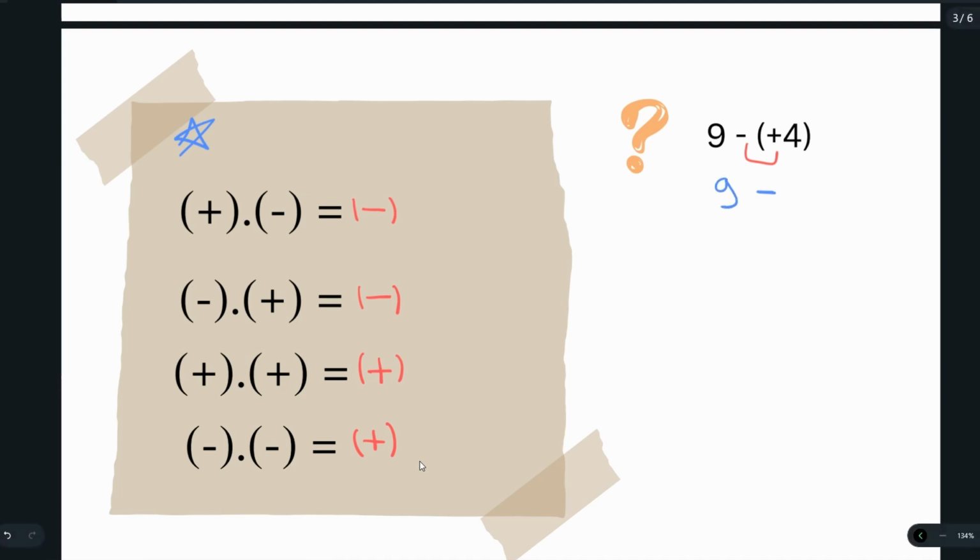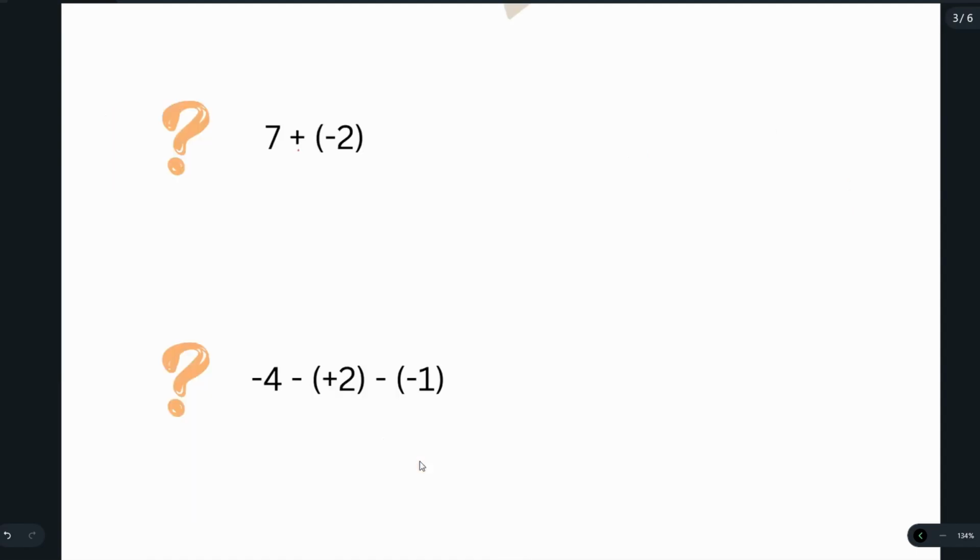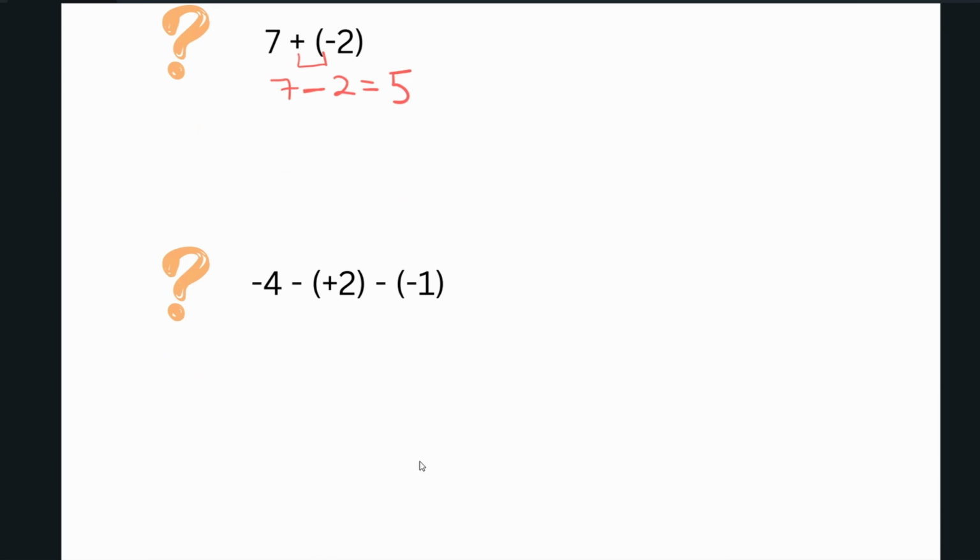We can just rewrite it as 9 minus 4, which will give us 5. Here we have positive times negative again. The answer is negative. So we can rewrite it as 7 minus 2, which will give us 5 again. Here it might look more complicated, but don't worry. Just do it step by step.